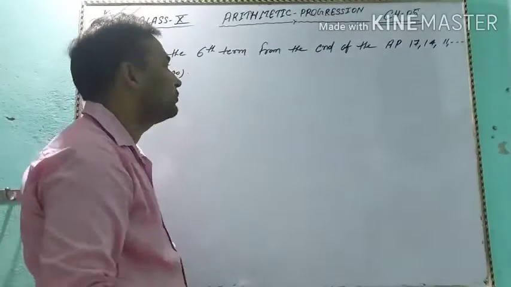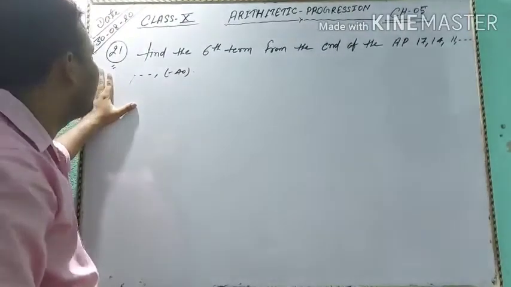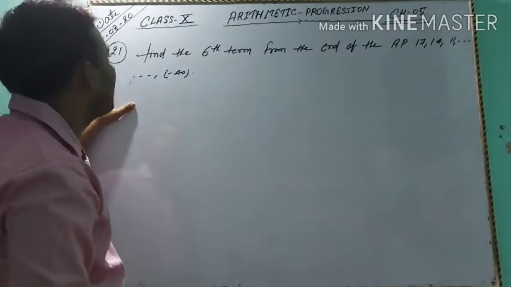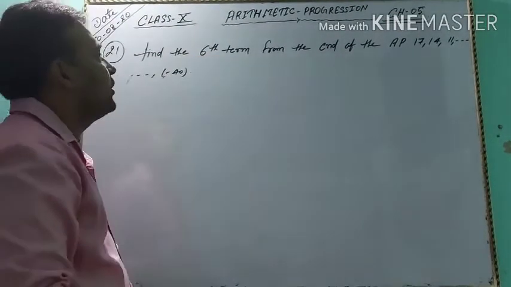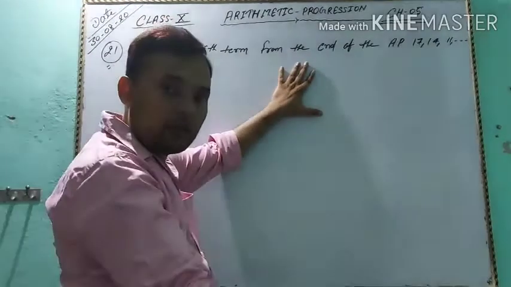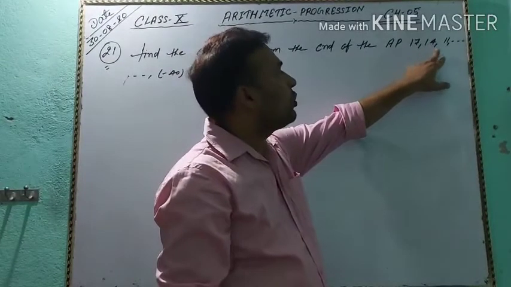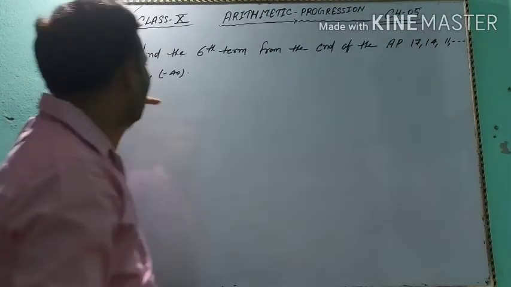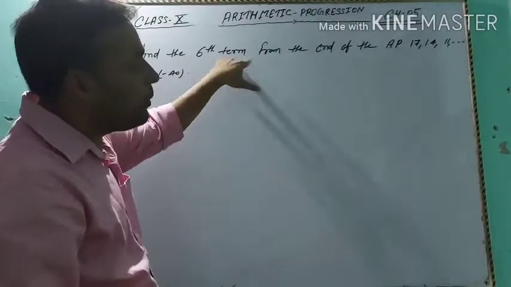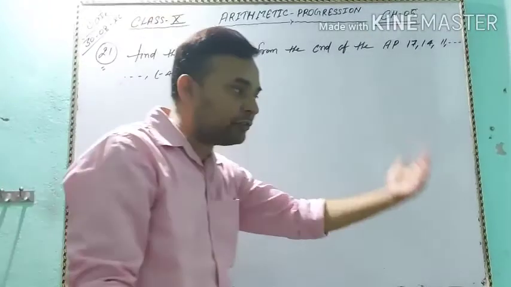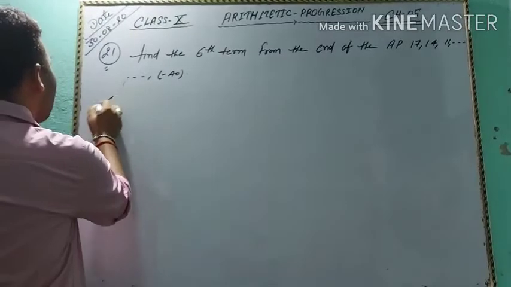Okay students, our next question is question number 21. So what is question number 21? The question is: find the sixth term from the end of the AP 17, 14, 11, ..., minus 40. So find the sixth term from the end, that is, the sixth term from the last. Okay, so let's start the solution.